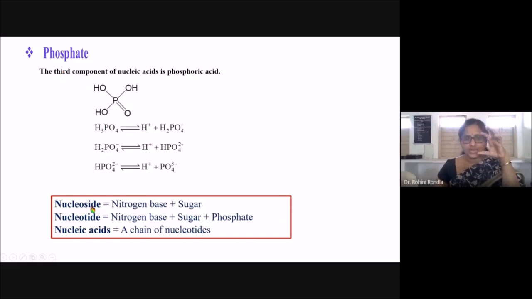Okay, this phosphate group is present in the nucleic acids. This phosphate group, the sugar monosaccharide and the nitrogen base, these three combined form nucleic acids.